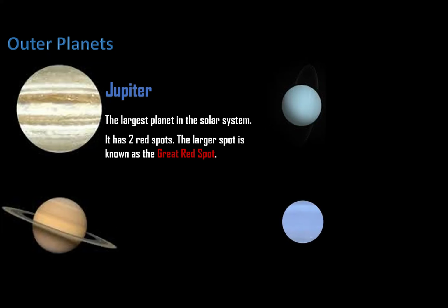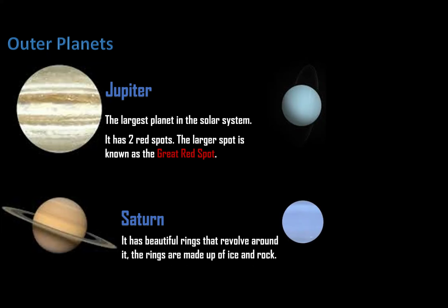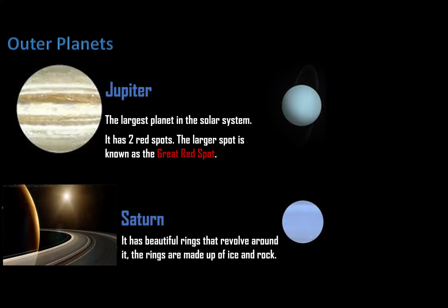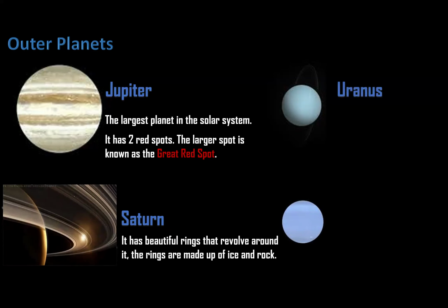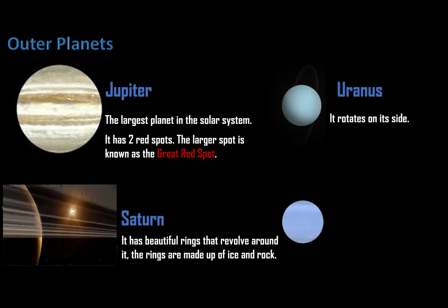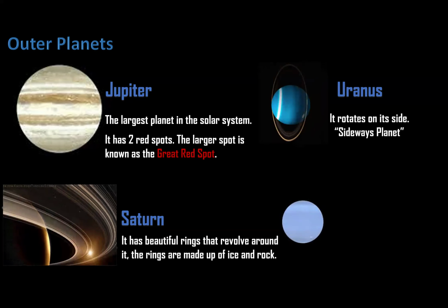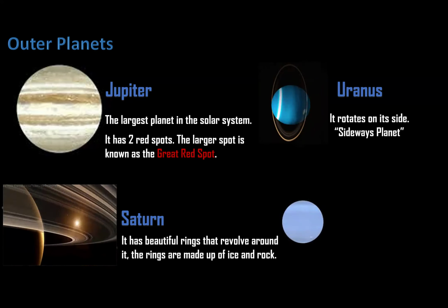Then the 6th planet is Saturn. And Saturn is known for its beautiful rings that revolve around it. The rings are made up of ice and rock. The seventh planet is Uranus, and Uranus is known as the sideways planet because it rotates on its side. So Uranus is the sideways planet.